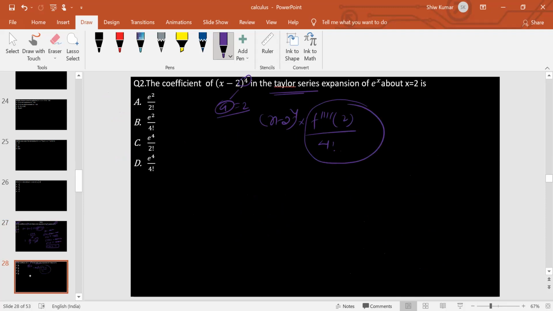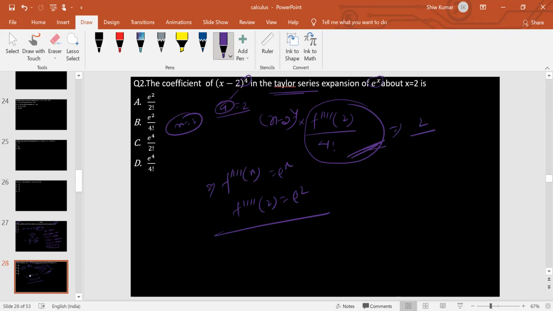If you write down the series, obviously this one. You need to differentiate e raised to x four times and put the value x equal to 2. If you differentiate four times, you will get e raised to x only, and you put the value 2, so this will be e raised to 2. Substituting in that equation, it's e raised to 2 by 4 factorial. So option B is the right answer. It's very simple, we can do that easily. Similarly, we'll check it here.